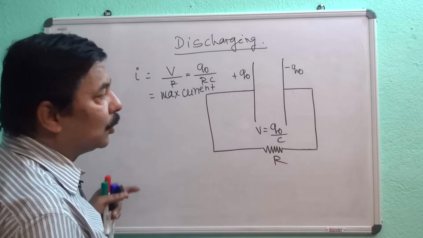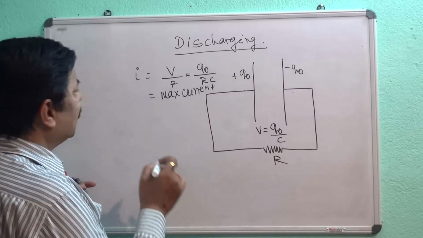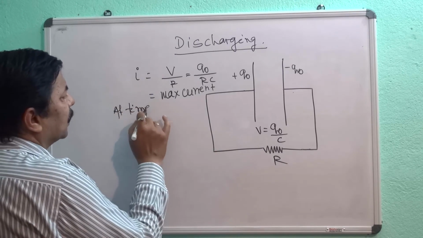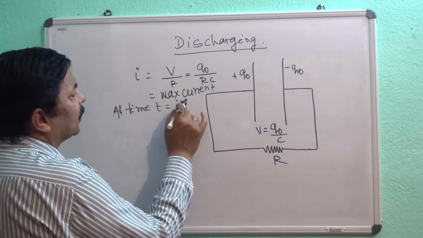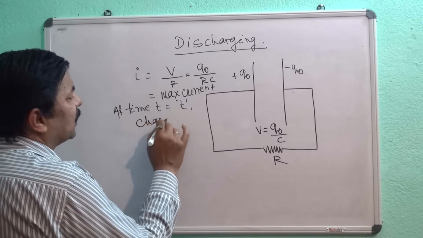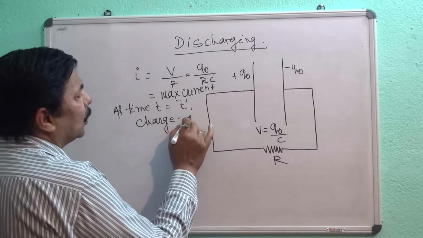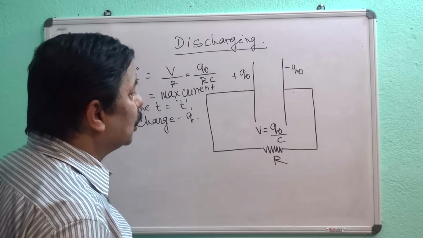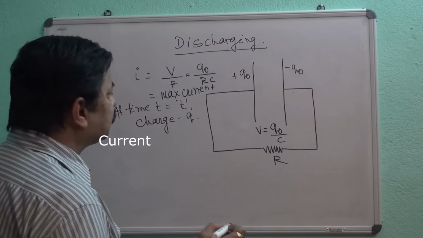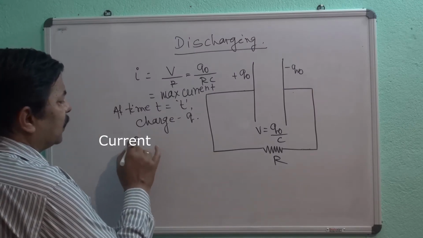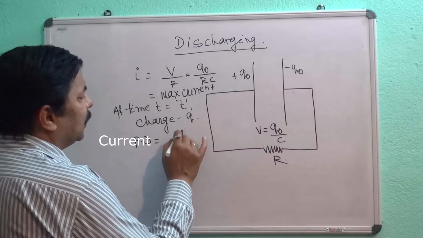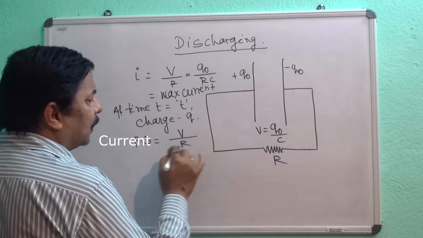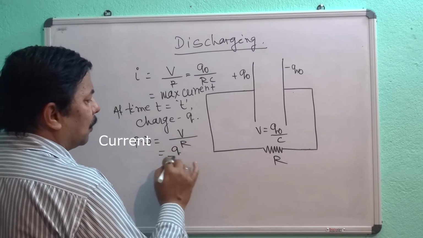At any time t, suppose the charge on the plates of the capacitor has become Q. In this situation, the current is V by R, that is Q by CR.